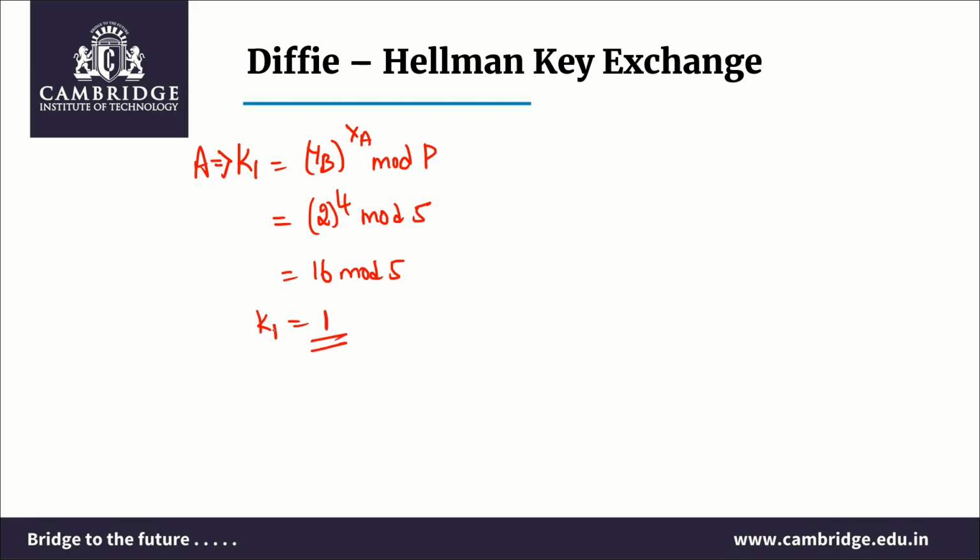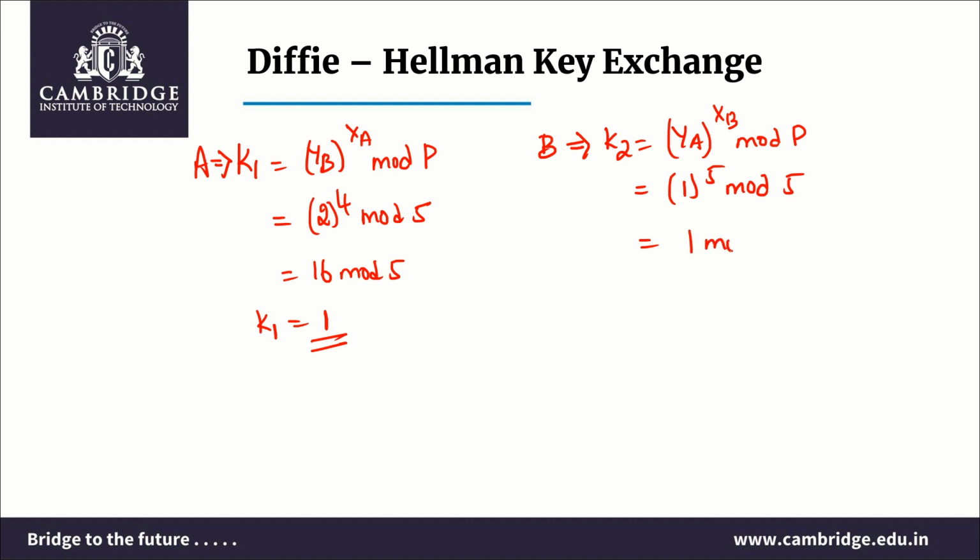So K1 is 1. Now B would compute. B has received YA. It has to calculate K2. So it will use its private key and then do mod. What is the public key received? 1, right? So 1 power, what is the private key? 5, and then mod 5. So 1 power 5 is 1 only. 1 mod 5 is 1. So K2 is 1.